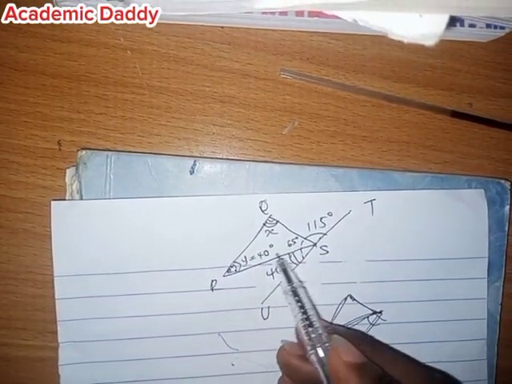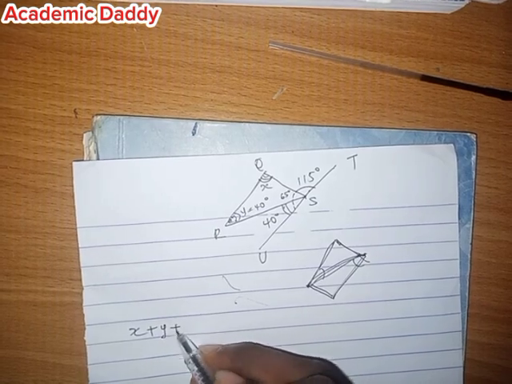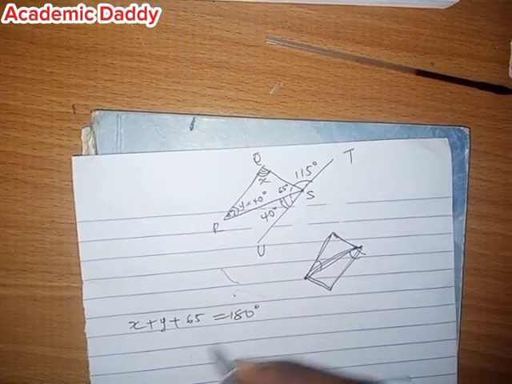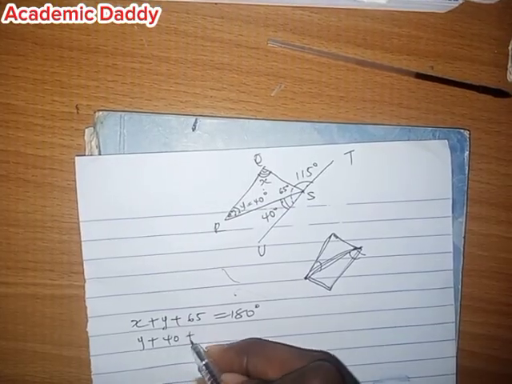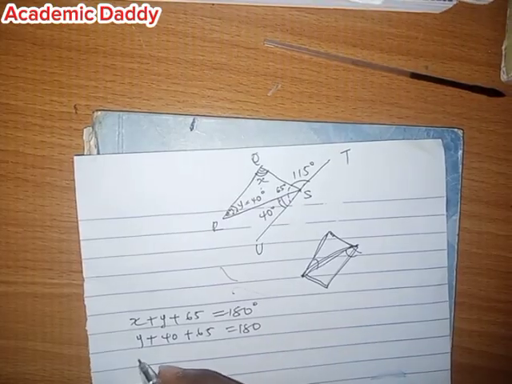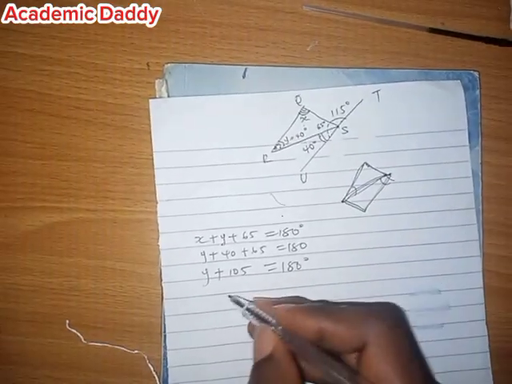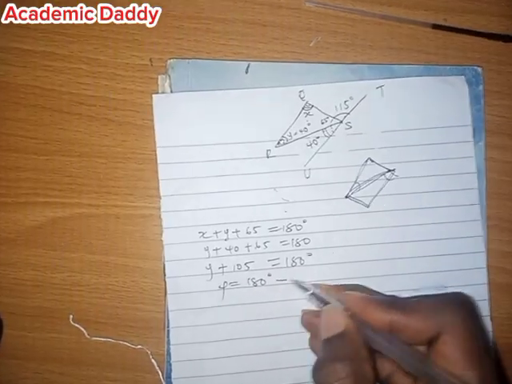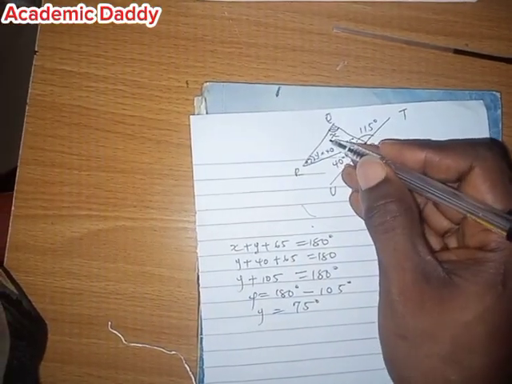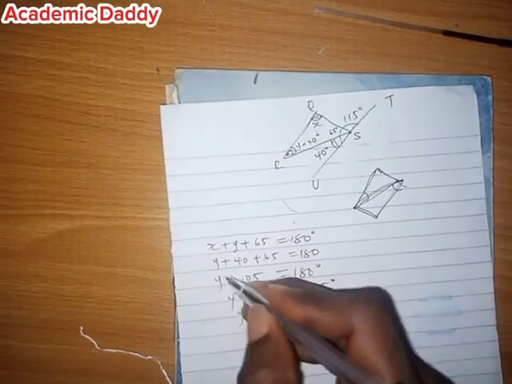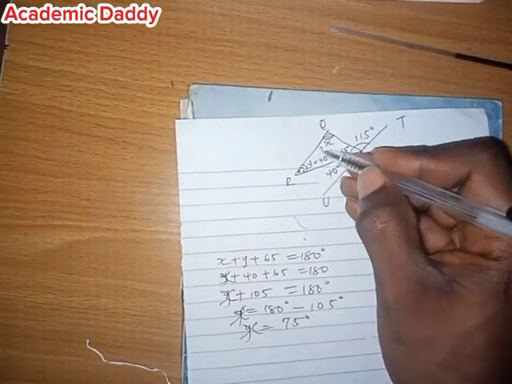So I can easily use the sum of angles in a triangle. So x plus y plus 65 equals 180 degrees. So x is the unknown, y is 40, so this will be x plus 40 plus 65 equals 180 degrees, and this will be x plus 105 equals 180 degrees. So x is equal to 180 degrees minus 105 degrees. Is it y or x? Ah, good, x, sorry. So x will be equal to 75 degrees.